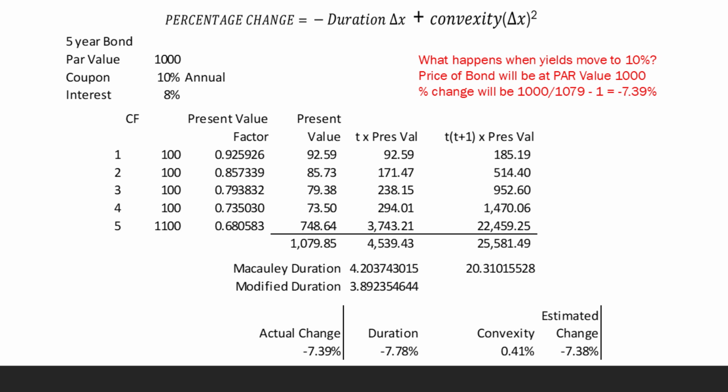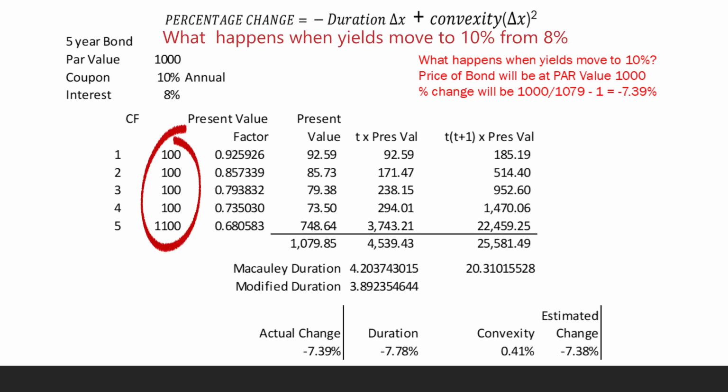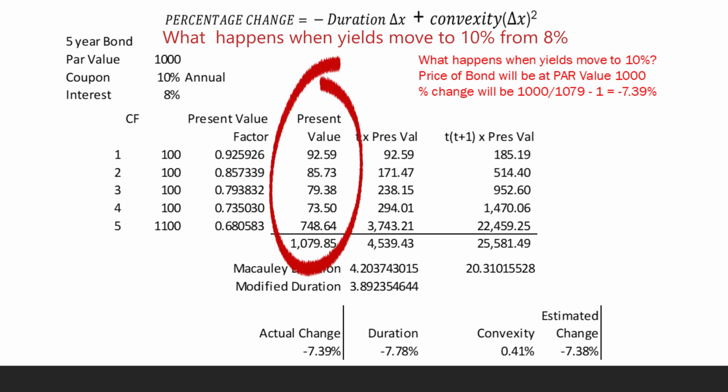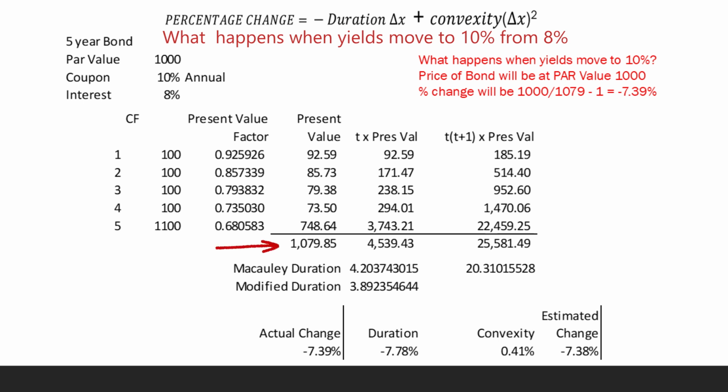So given a spreadsheet, this is what it's going to look like, and we have the cash flows over here. Then we have the present value factors, meaning (1 + 8%) raised to the power negative t. Therefore, you can get the present value of the cash flows, which is this column named present value. And you'll notice that the price is 1,079, and this is because the coupons are rather large versus the discount rate, and therefore this is priced at a premium.